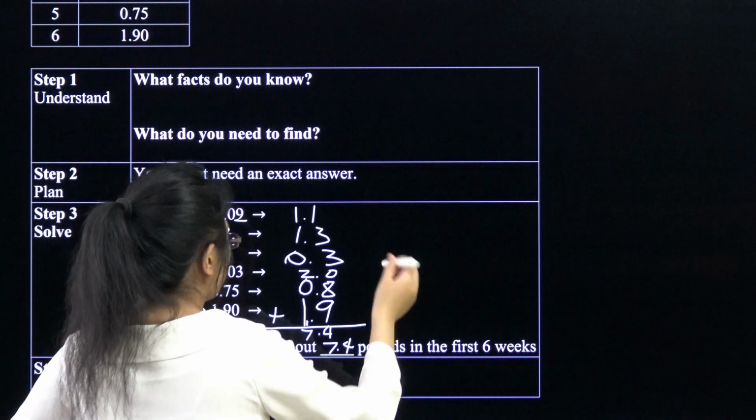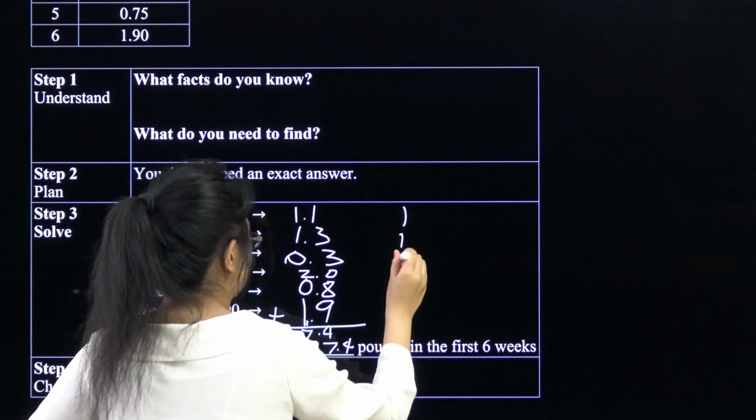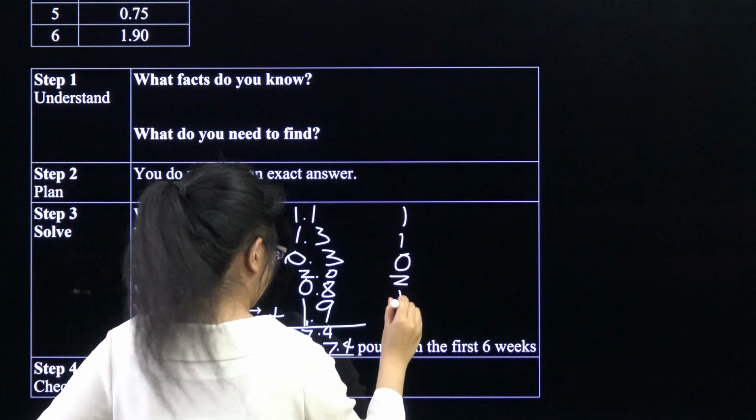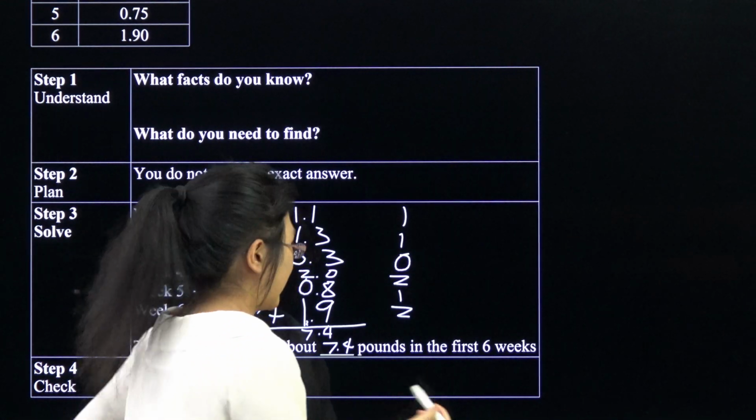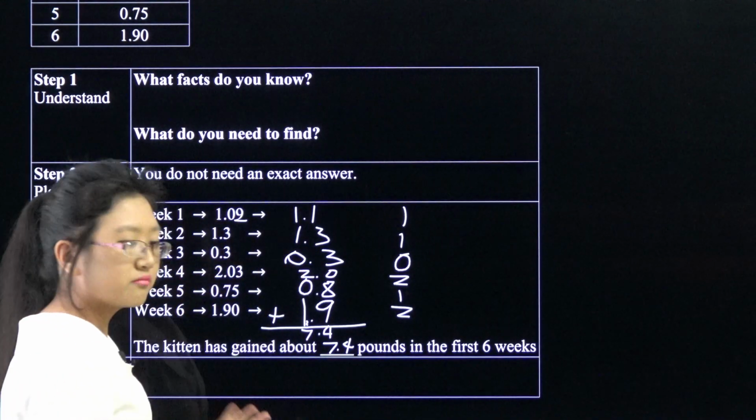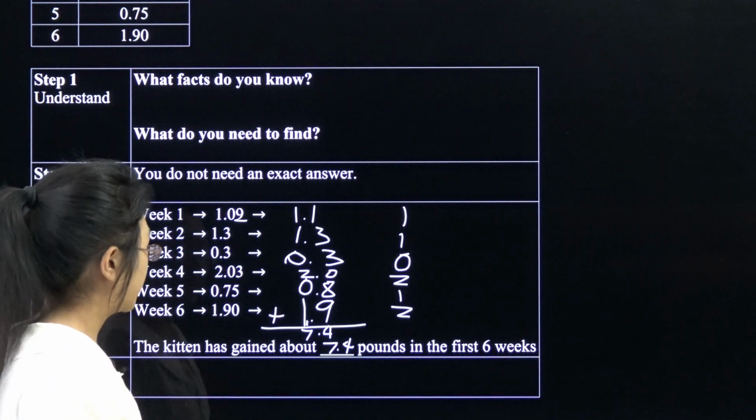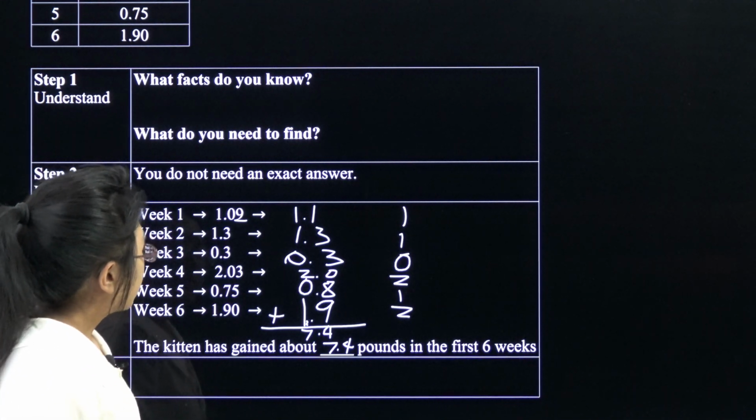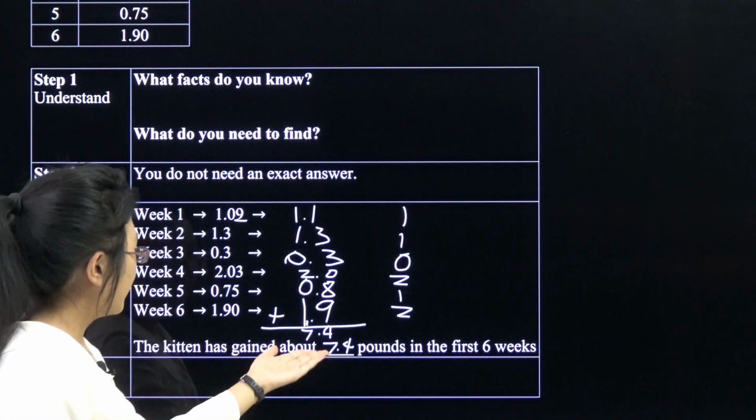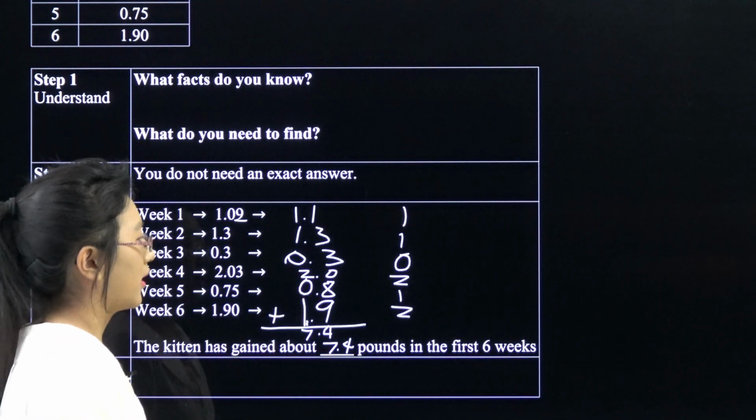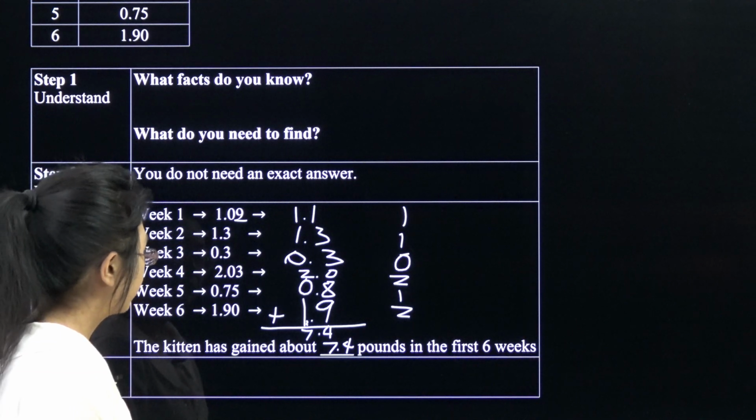If you want to round to a whole number though, you get 1, 1, 0, 2, 1, 2. And that's 7 pounds. So, close enough. They're both pretty close to each other. But we did chop off a whole 0.3, so I would say that 7.4 pounds is a reasonable answer.